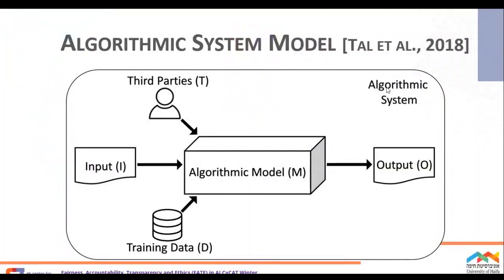When we are considering an algorithmic system, we can look at this schematic presentation. We see the algorithmic model itself, which is the actual computational part of the system. But this algorithmic model uses some kind of training data for building the actual model. It is configured by its users, which we call third parties. It is applied to an input and provides an output. And we are looking at this as a very simplistic model of an algorithmic system, which we know very little about: how it is built, how it works, how computational aspects work in such a system.